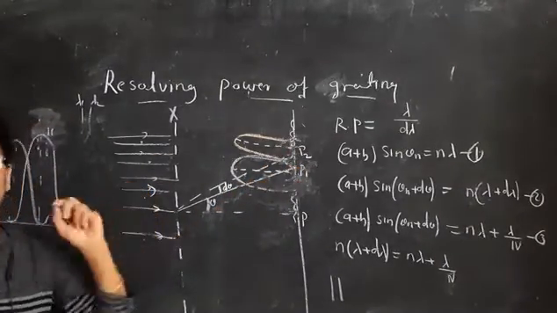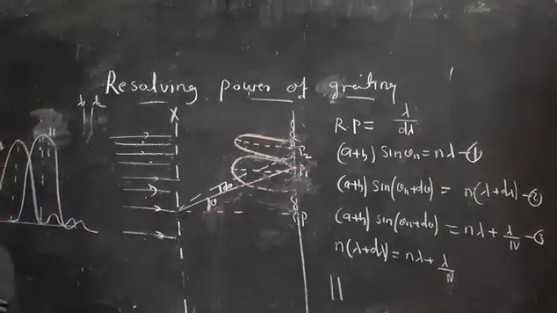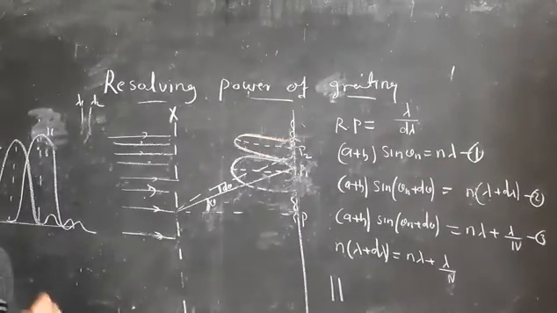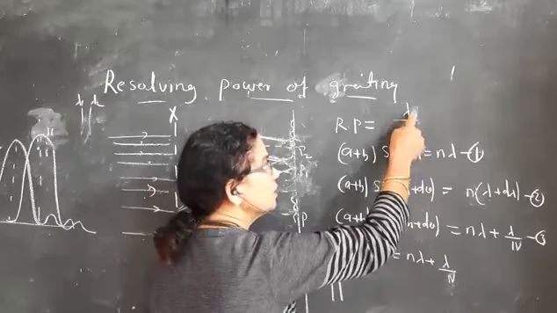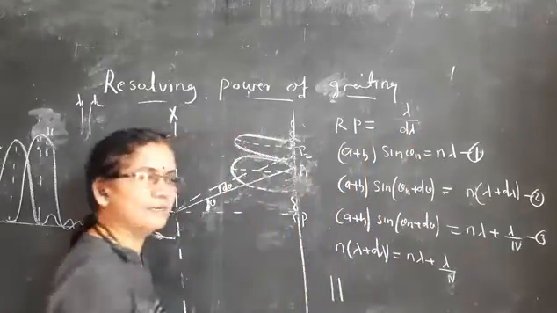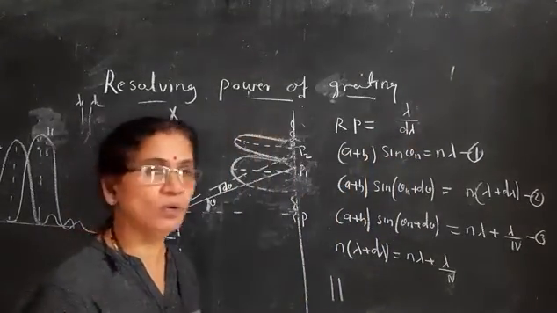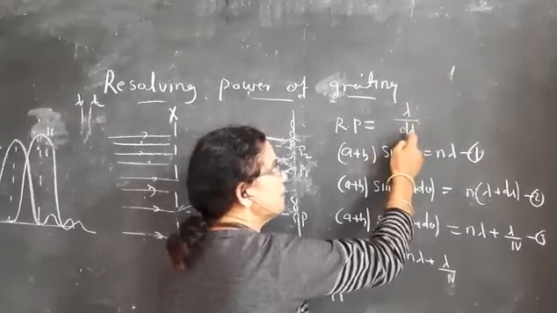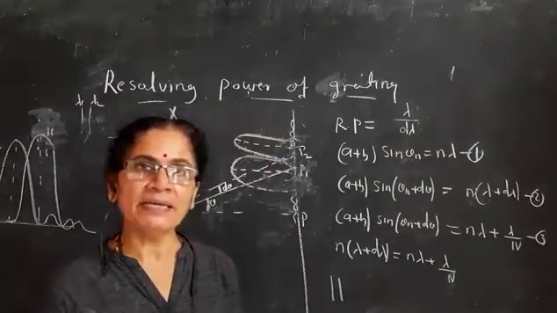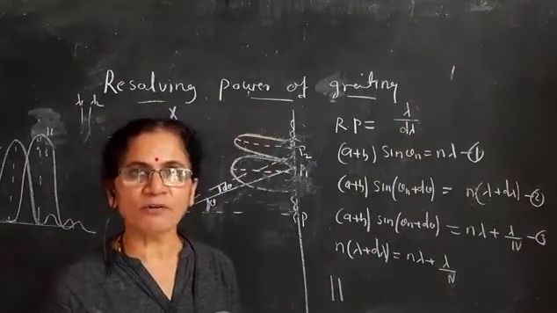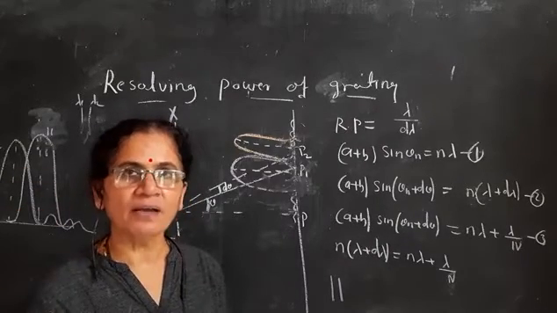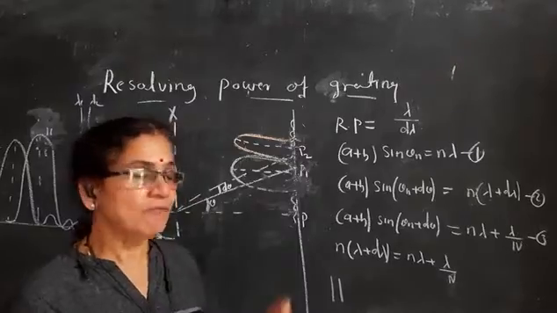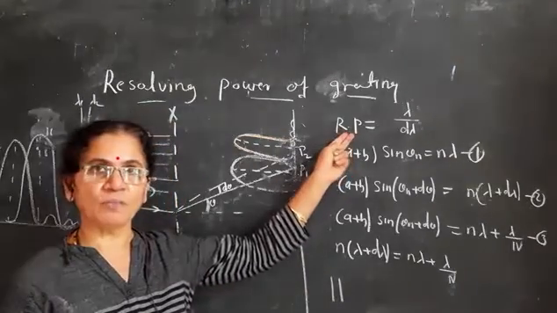Okay, so how to define the resolving power of a grating? The resolving power of a grating is just the ratio of the wavelength of any one spectral line, maybe lambda 1 or lambda 2, divided by the difference in the wavelength. Lambda by d lambda is the resolving power of a grating. Is it clear? That's the theoretical definition of the RP of a grating. We'll derive the expression for the resolving power of a grating.